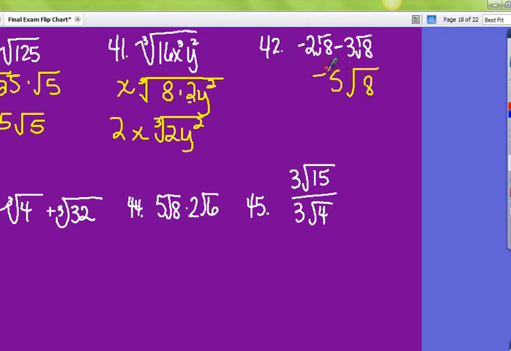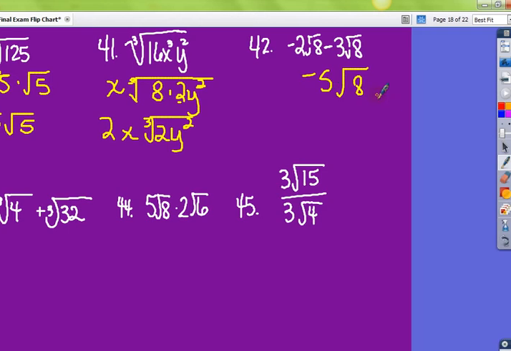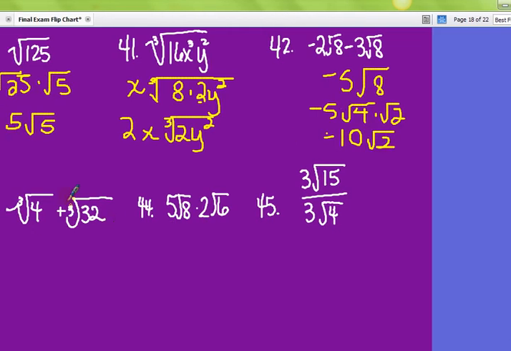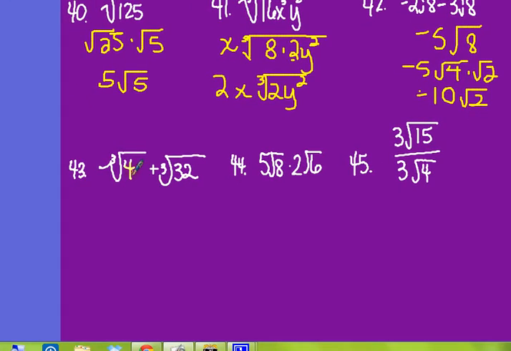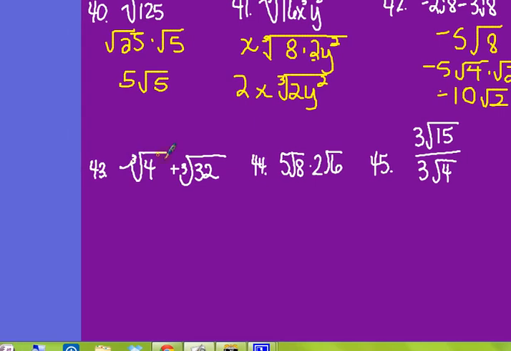Now, that's not quite simplified because the square root of 8 has a perfect square factor embedded in it, and that would be 4. Remember, 4 times 2 is 8. I've done nothing but split this up into factors. And now, since this is a perfect square factor, I can make it a 2. Well, it's greeted by the -5, so this becomes a -10 square root of 2. There's your answer.